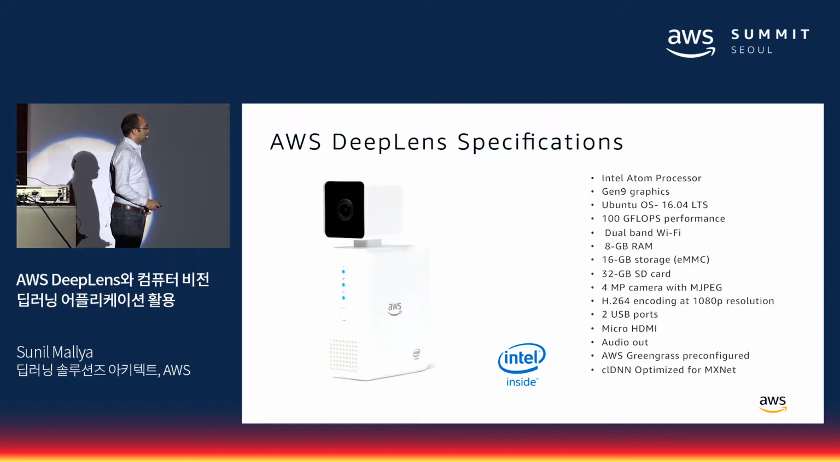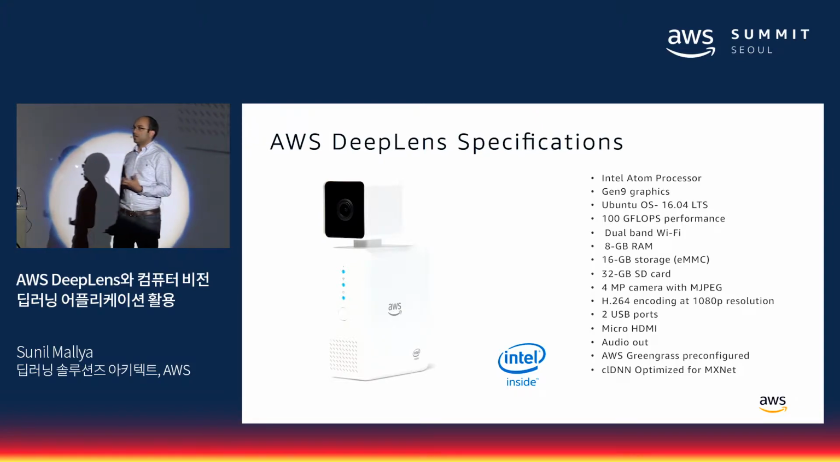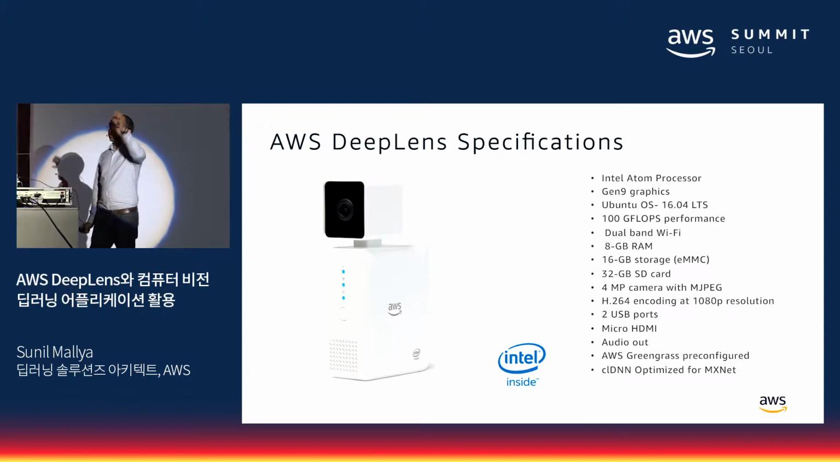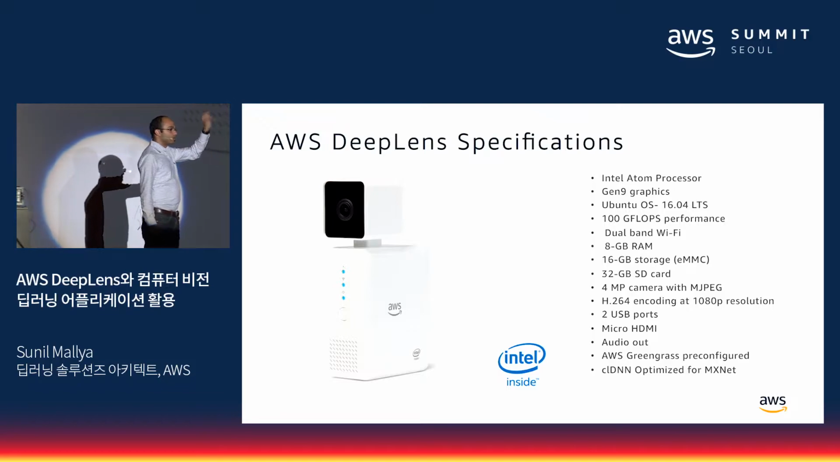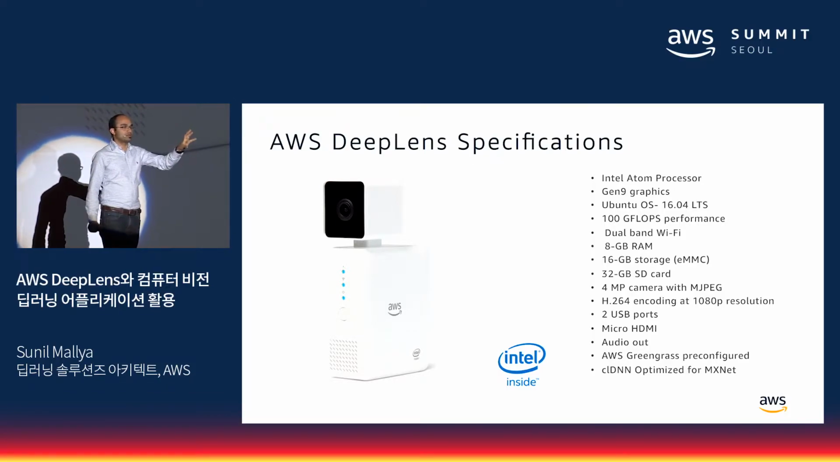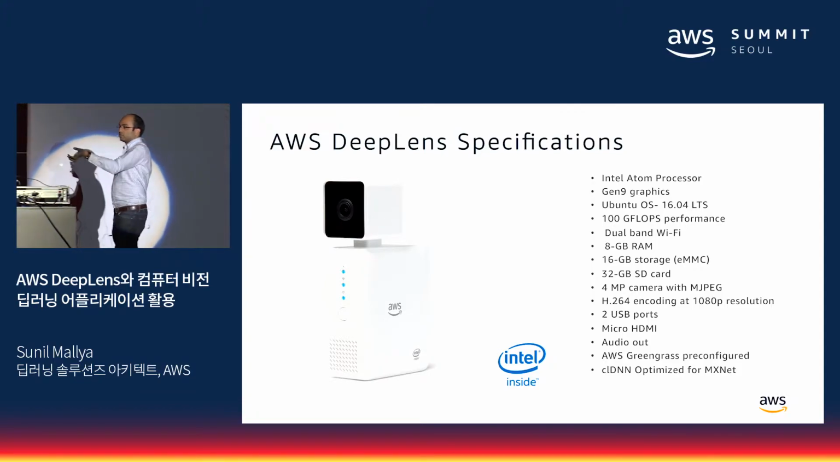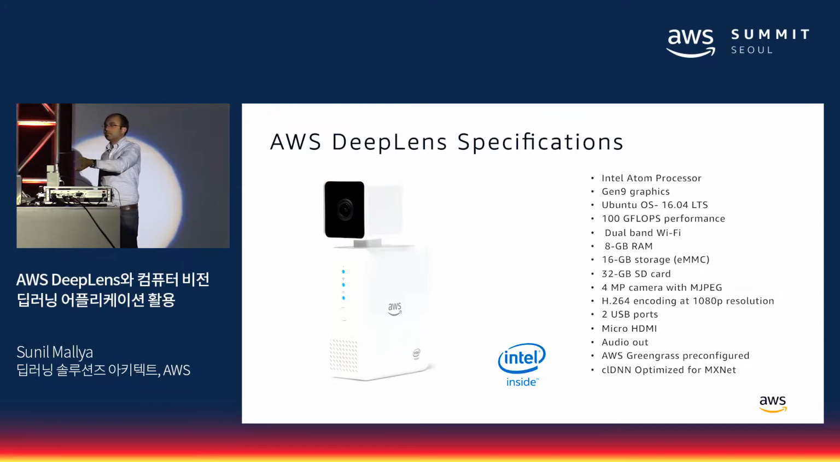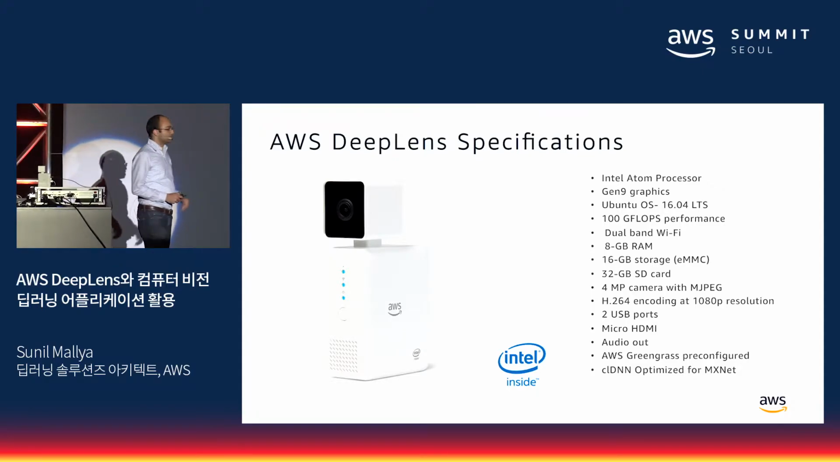The last is the clDNN. Because of the specialized hardware on the device, you can take models that are built with Apache MXNet or Gluon and transfer them. Basically, you run them through the optimizer. The optimizer generates a binary that can execute really fast, taking advantage of the hardware that DeepLens provides to get really good performance.